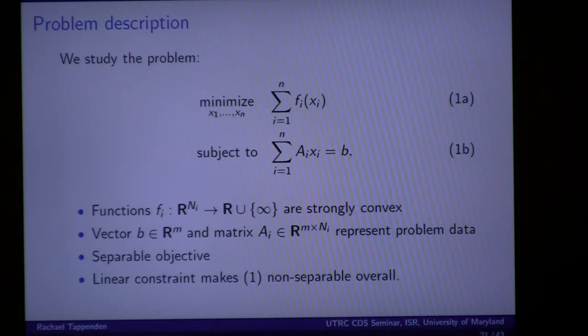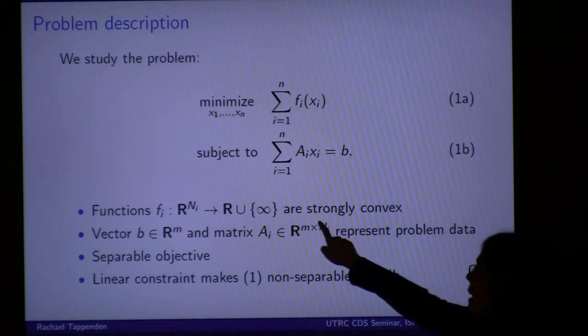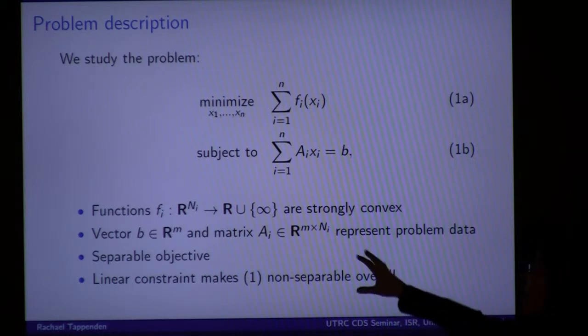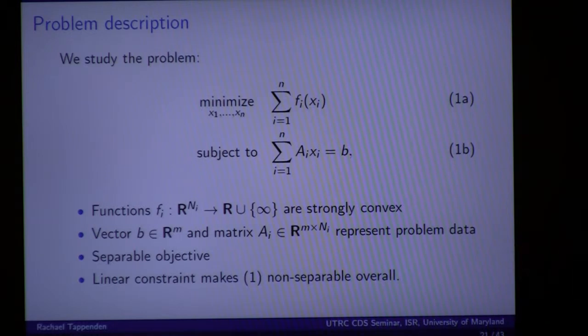Okay, so we've got this problem. We've got some objective function that we're trying to minimize. It's the sum of n blocks. We've got this linear constraint. Unfortunately, I'm going to have to assume strong convexity too. This is a little bit disappointing to me, but it seems to be the only way that I can guarantee convergence at the moment. Anybody who wants to have a go at trying to get rid of this assumption, people would be very interested in this. So again, this is the problem that we want to study.